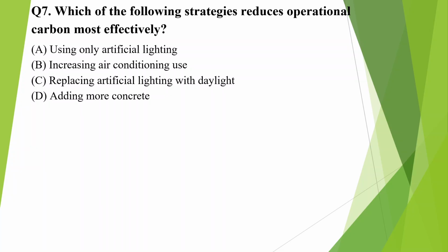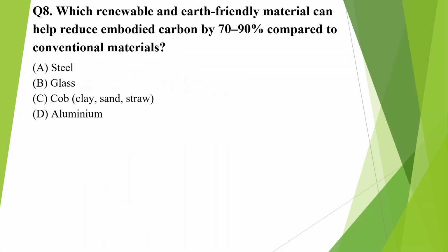So let us move to the 8th question then, guys. Here is the 8th question for you all, which is asking which renewable and earth-friendly material can help to reduce the embodied carbon by 70 to 90% compared to the conventional materials. 8th question, correct answer.